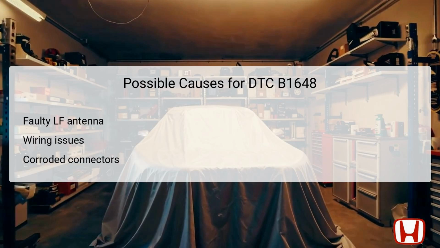Several factors could lead to the DTC B1648 being triggered. A faulty left front antenna is the primary suspect. If the antenna within the door handle fails, the keyless access control unit cannot detect the signals from the key fob. Wiring issues, such as open circuits or short circuits within the connecting wires, can prevent signal transmission.